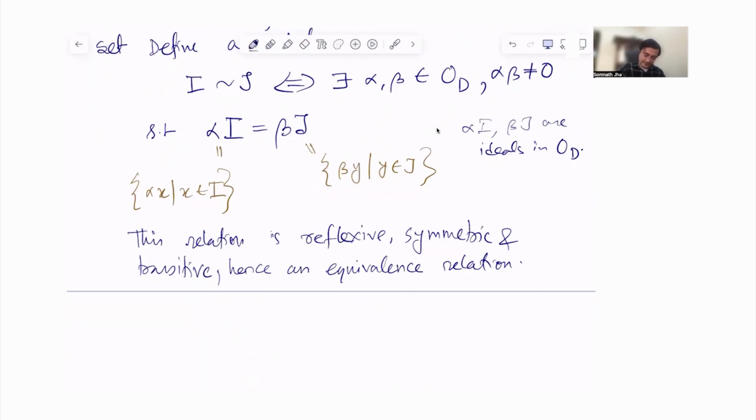So let [I] denote an equivalence class. Okay, so next time we'll see that there's a group structure.